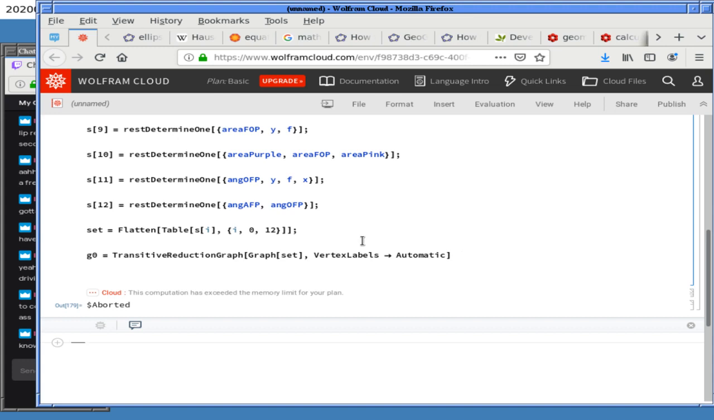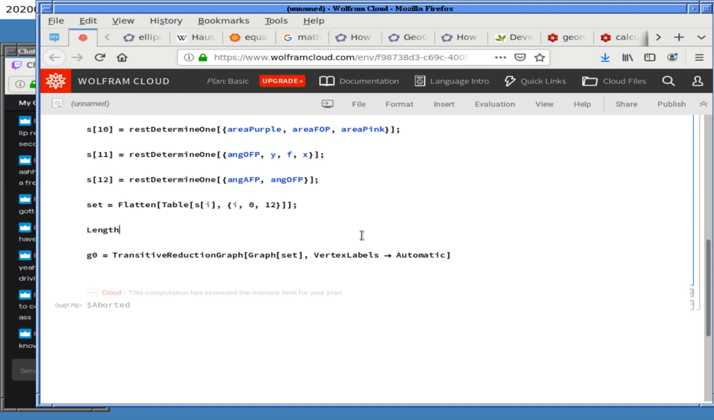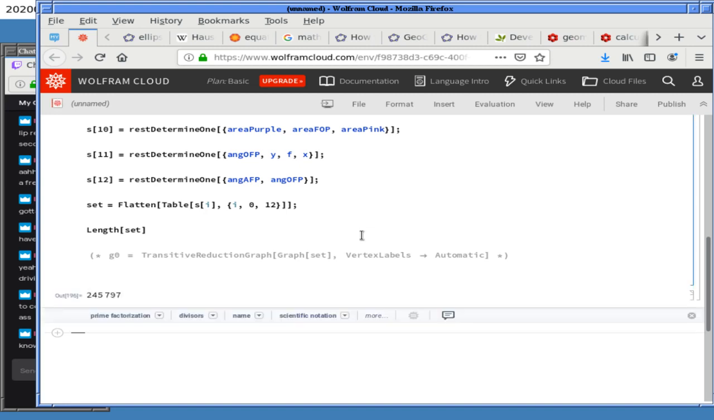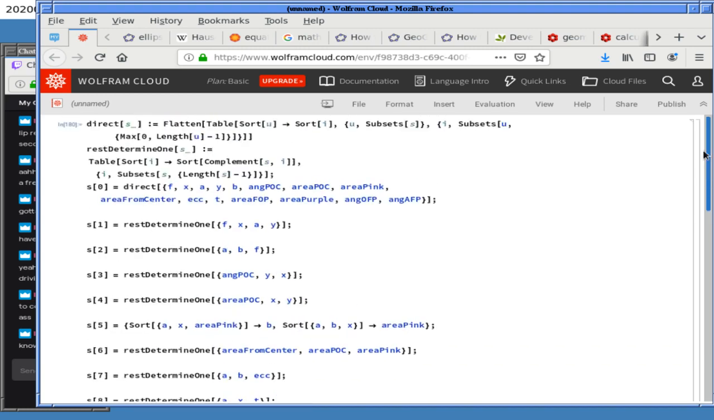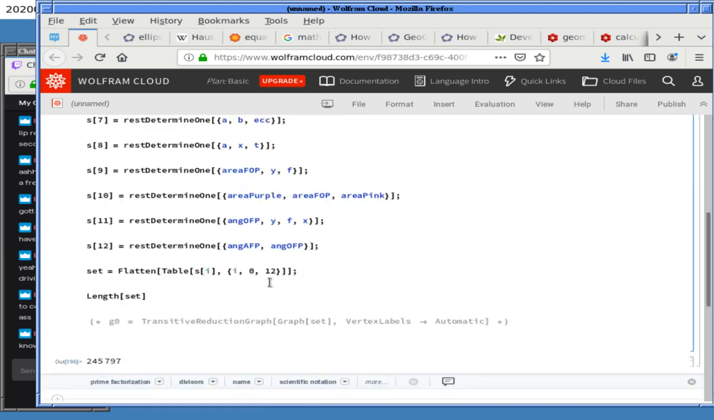I wonder how big set is at this point. How many different dependencies are we claiming here? I keep forgetting that is not the comment structure. 245,797. That is a hell of a number of edges to draw. So maybe we will drop S0 from this computation. What happens if we ignore the sort of hideous, obvious things going on here?